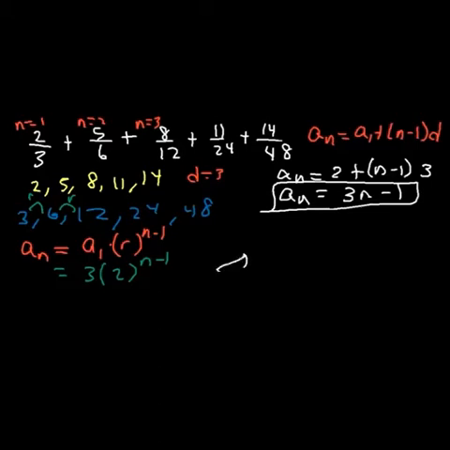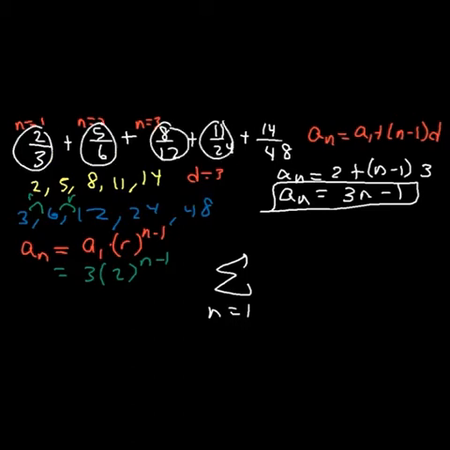So therefore, to express the sum using summation notation, let's see, we have 1, 2, 3, 4, 5 terms, and the numerator is 3n minus 1, and for the denominator it's 3 times 2 raised to the n minus 1. So that's how we can express this sum using summation notation.